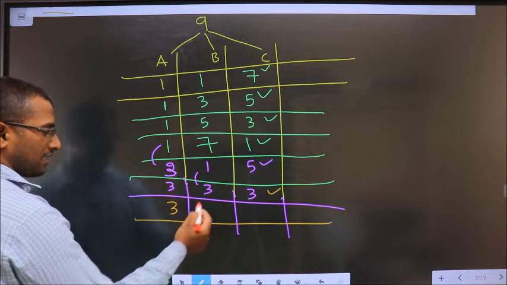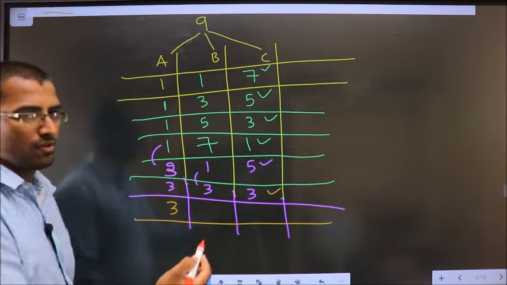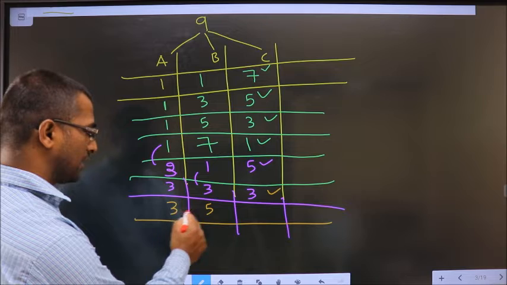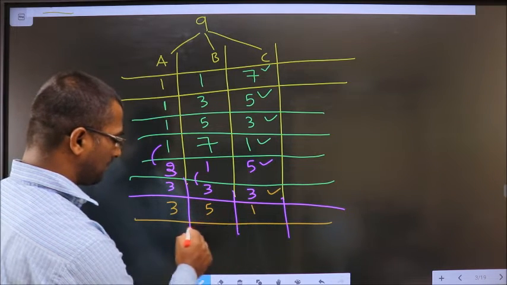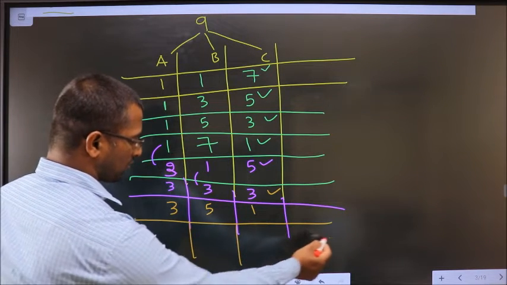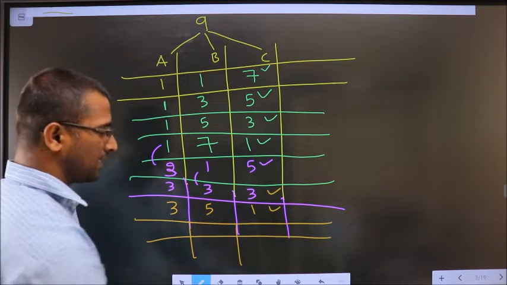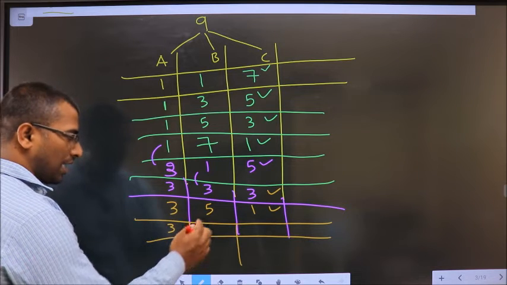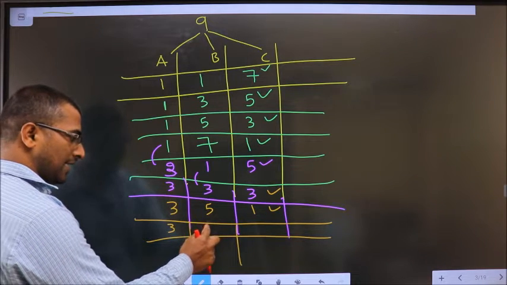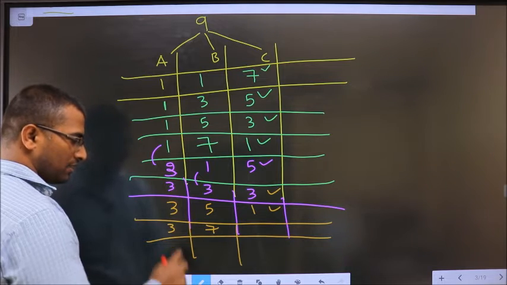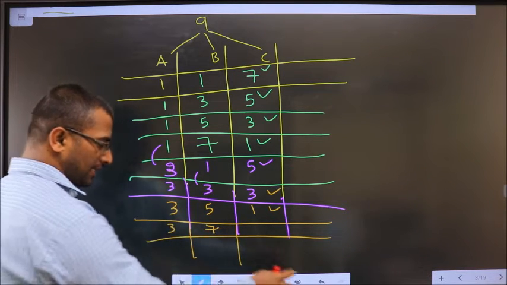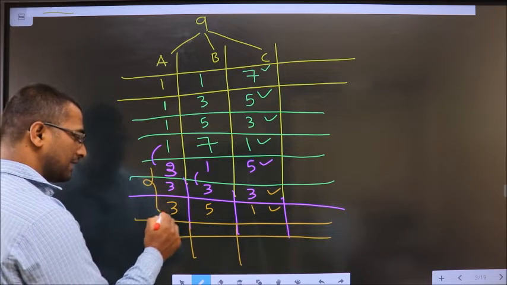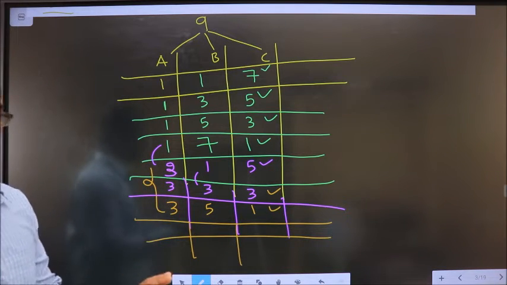3 is fixed here. I cannot increase this 3 to 4 because 4 is an even. Let us say I increased it to 5. 3 plus 5, 8. So this has to be 1. So all are odd. My condition is met. Next, 3 is here. I cannot increase it to 6. So let us say I increased it to 7. 3 plus 7 exceeding 9. So 7 is wrong. So all the conditions with 3 are done.